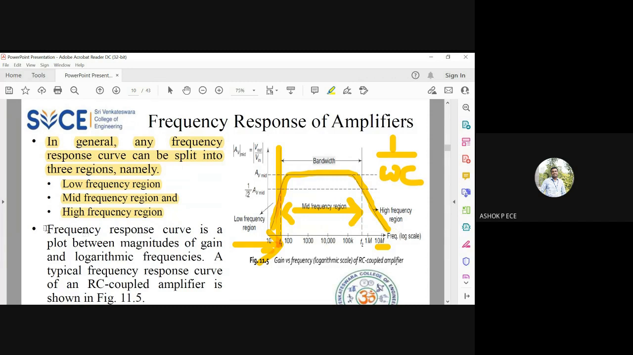The frequency response is plotted between gain and frequency. See here, magnitude of gain and frequency. Gain is in normal scale, frequency is in logarithm scale. A typical frequency response of a common emitter amplifier is shown in the diagram. We have seen the different regions. It will always be increasing, constant, decreasing. You will get this characteristic only for a common emitter amplifier.